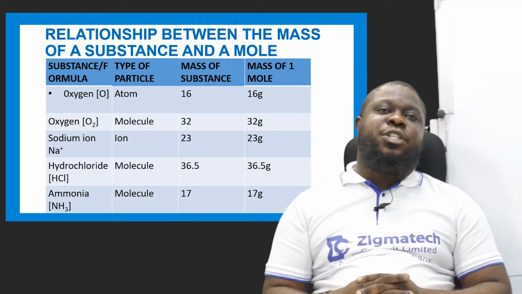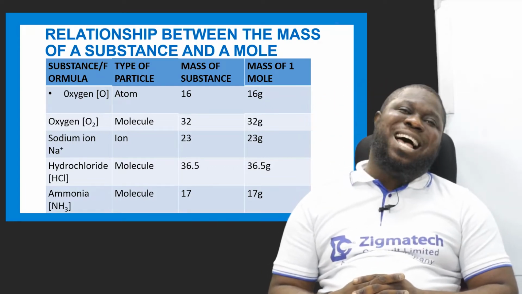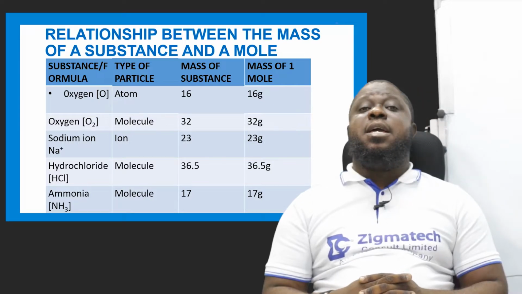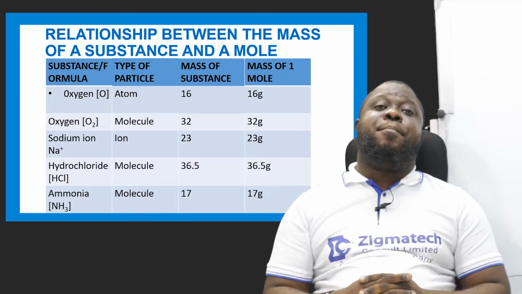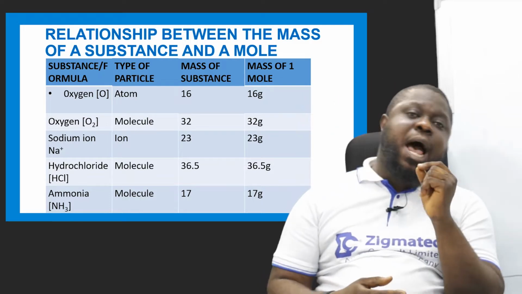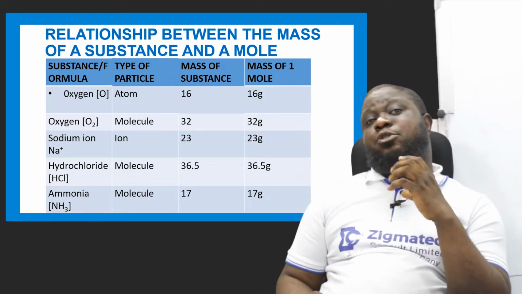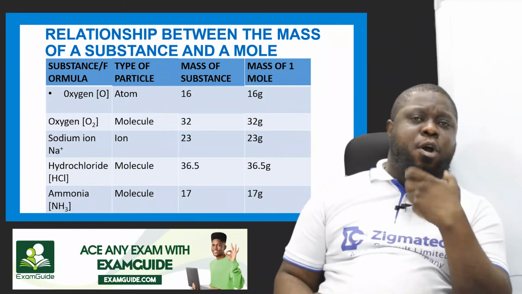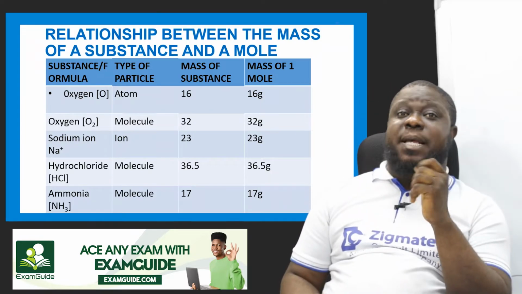Now the next one is the oxygen molecule. As you can see, it has a subscript. In essence, it is a diatomic molecule. Di, the 2 there represents di. In essence, it has 2 atoms in the molecule, so it becomes a molecule. Now the mass of the substance is 32.